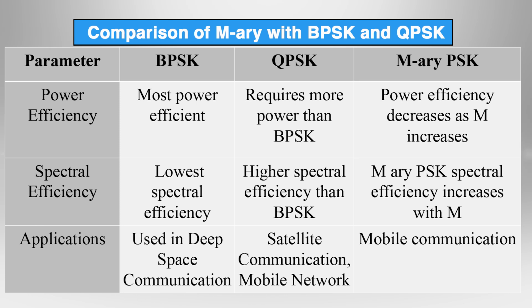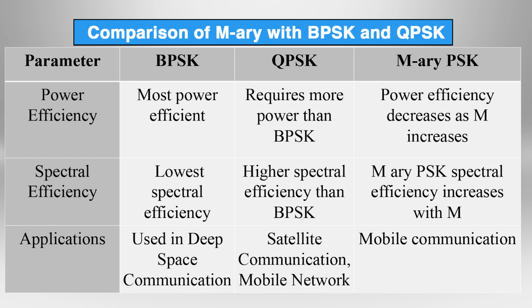Now, next parameter is power efficiency. The BPSK is the most power efficient among the three, requiring the least transmit power for a given bit error rate, and QPSK requires more power than BPSK to achieve the same bit error rate, but it is more efficient in terms of bandwidth uses. As for M-array PSK, power efficiency decreases as M increases because higher order M-array PSK schemes require more power to maintain the same bit error rate due to their reduced noise immunity.